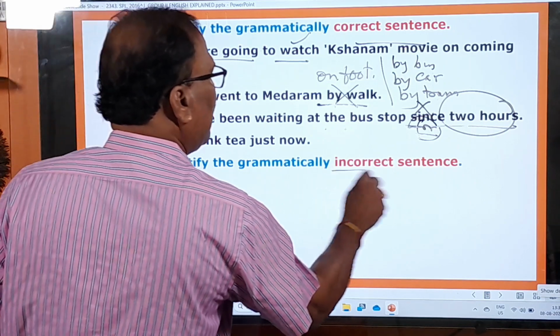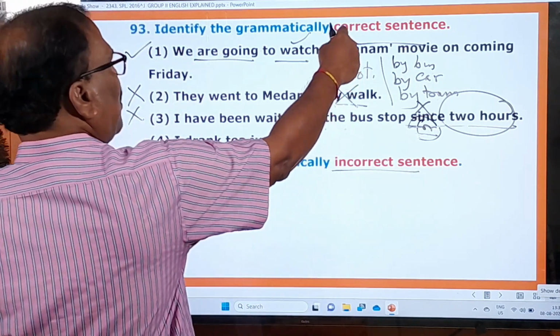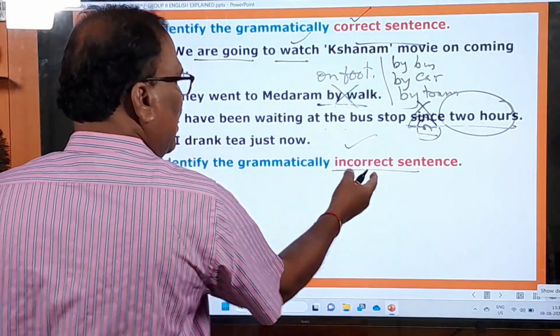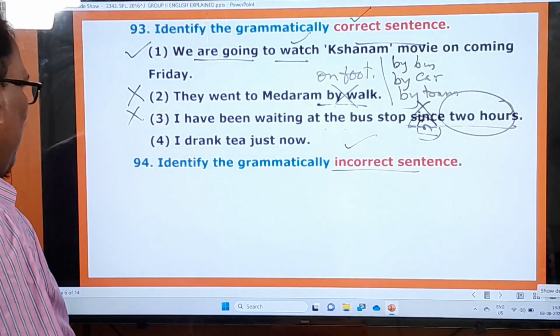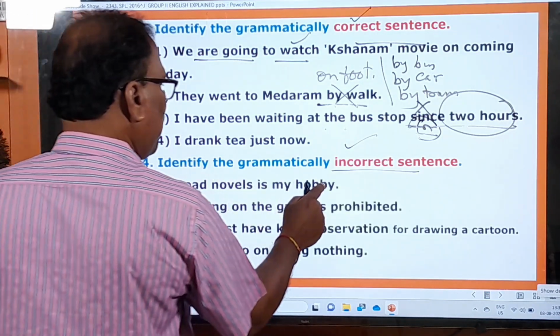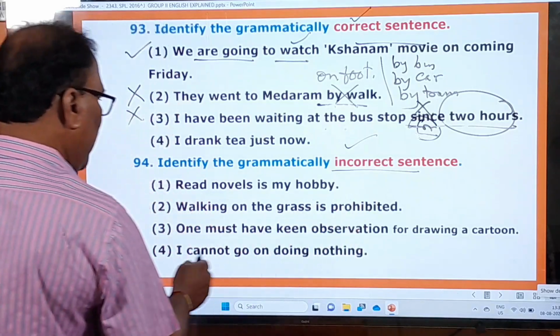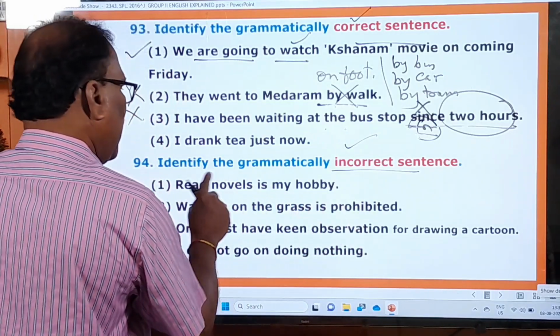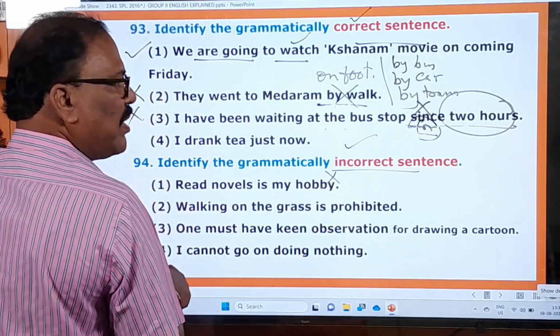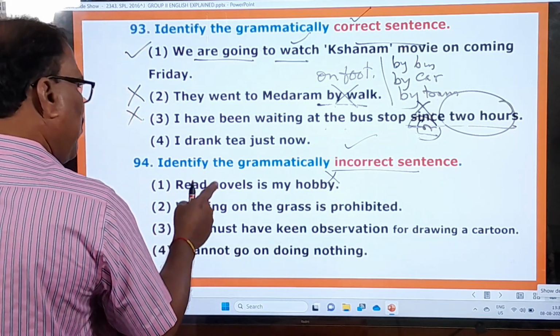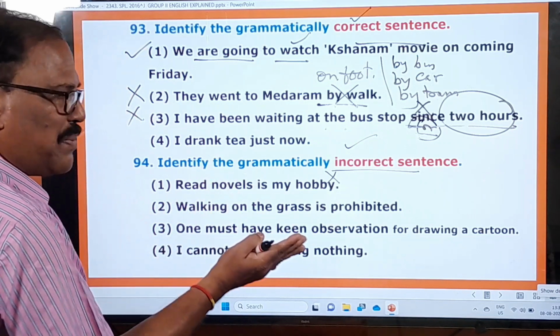Identify the grammatically incorrect sentence. Here it is asking you to find the incorrect sentence. What are the options? Read novels is my hobby. Walking on the grass is prohibited. Read novels is my hobby is wrong, incorrect. And once it is incorrect, the other ones must be correct.